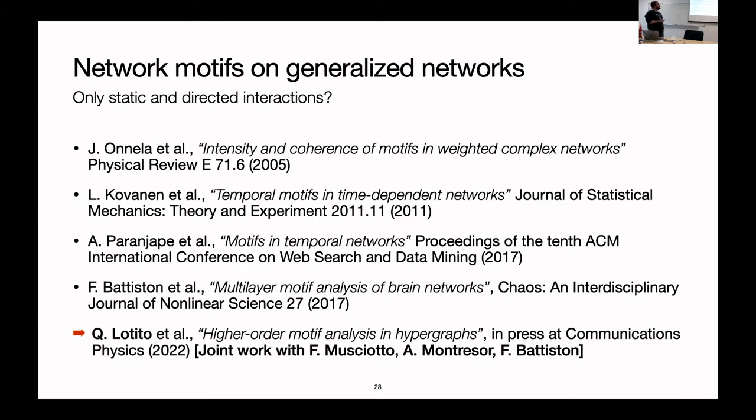Network motifs have been generalized a lot. We started from directed graphs, and then people proposed generalizations for weighted networks, temporal networks, and multi-layer networks. Recently we have proposed the notion of higher-order motif analysis in hypergraphs, meaning that we study small patterns of interaction, potentially of a higher order. This is the focus of the second part of the talk, and it's joint work with Federico Musciotto, Alberto Moncesore, and Federico Battistoni.